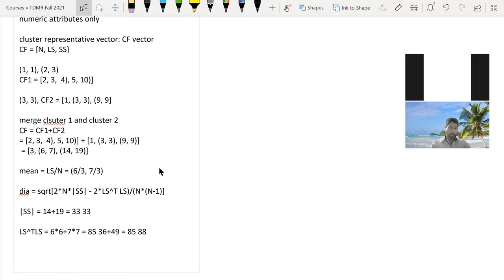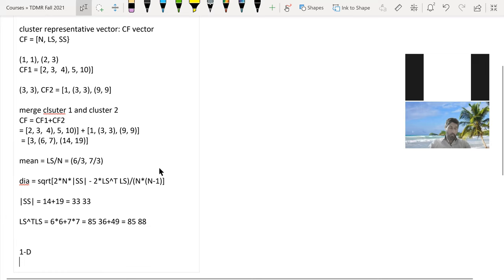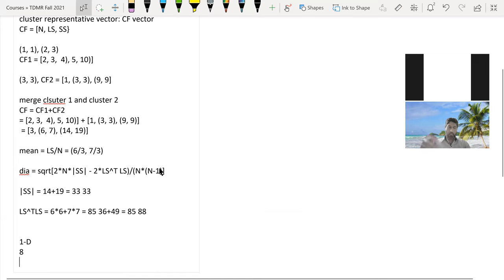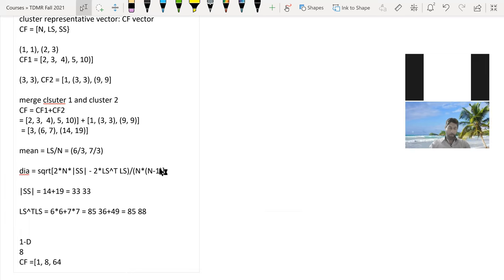So let's say we take a very simple example, a 1D example. Let's say you get the object 8. Remember this is incremental. So you create the first CF, which has just one object. And of course, LS is just 8 and the squared sum is 64. Okay. So we have the first CF. This first CF would lie in the first node of our tree, which is called the CF tree.